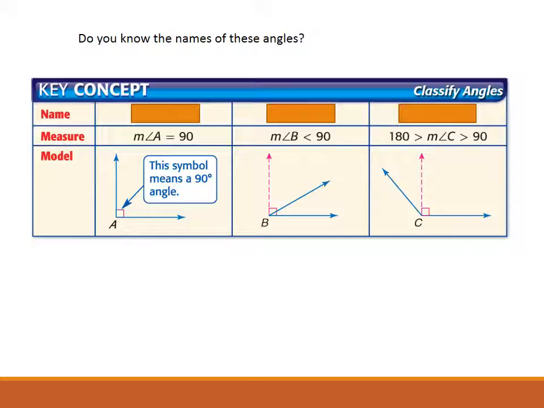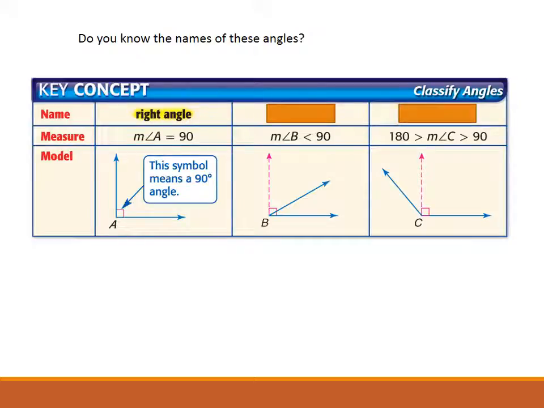The first one has a 90-degree angle. That little box represents it's a right angle. So that has a degree of 90 degrees. So its name is a right angle.